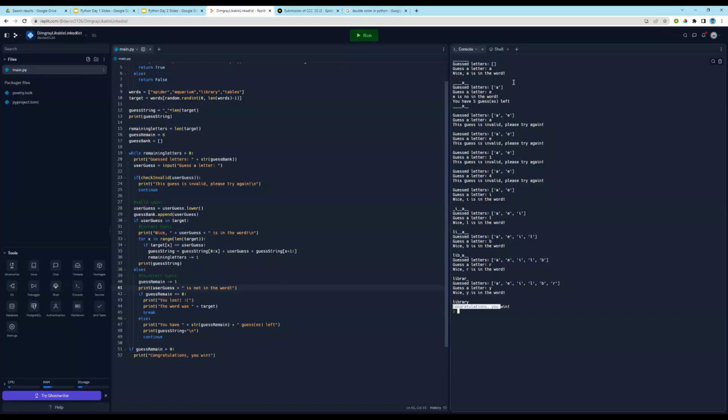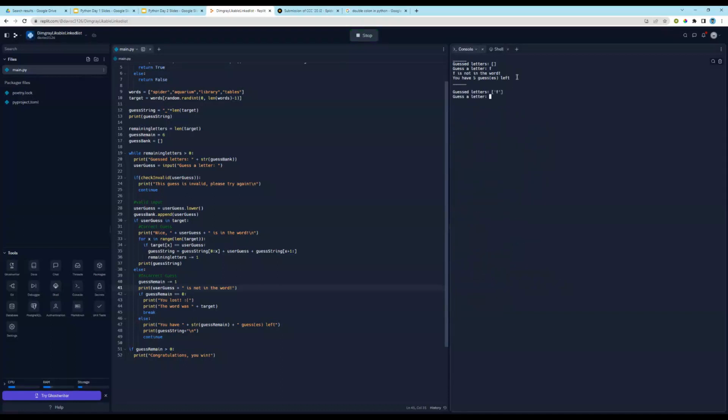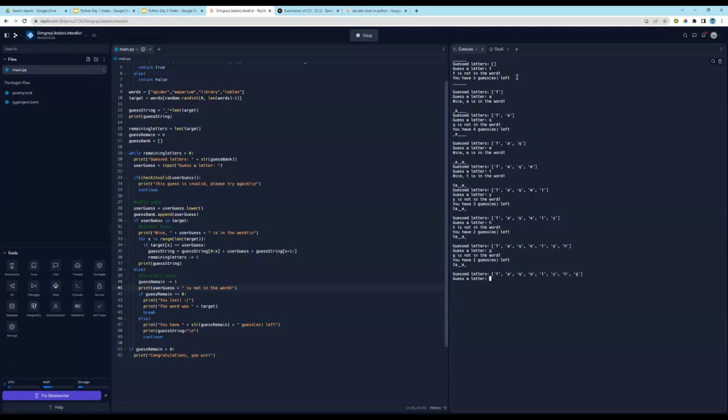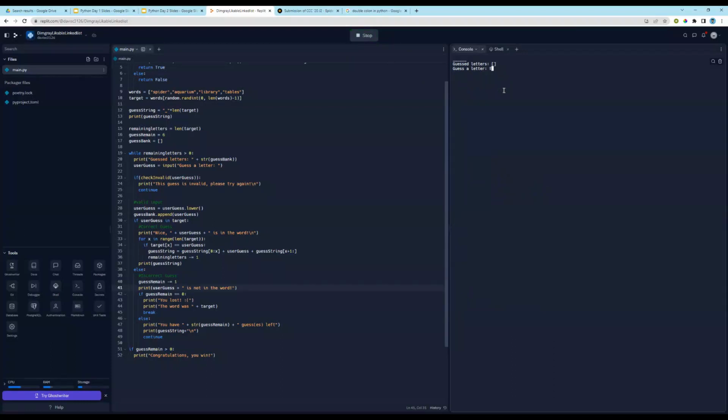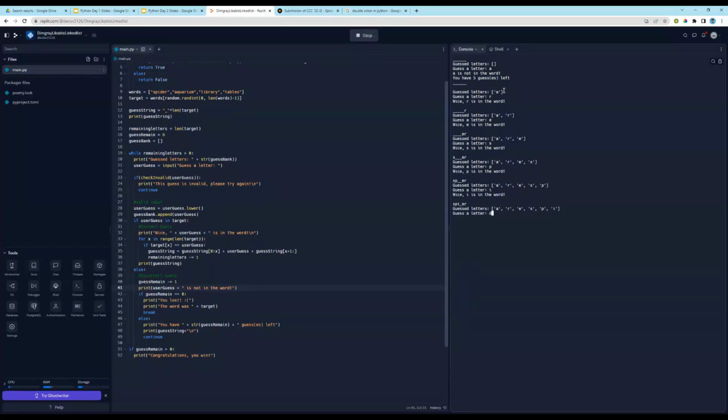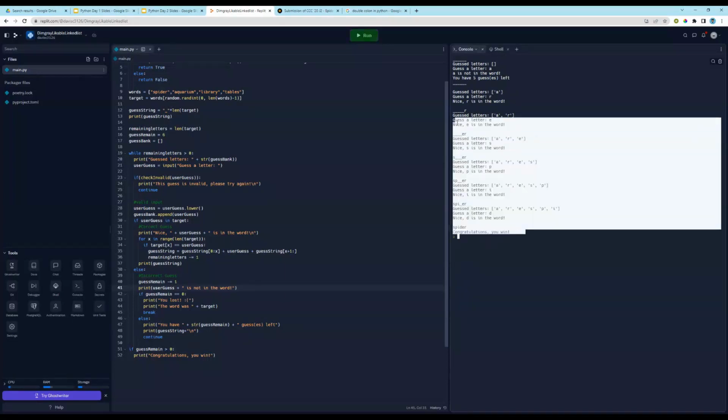But how about if we fail? Let's make sure that we can actually fail. So I just put in a bunch of random letters. This is our last guess, and we see that we have lost our tries. The word was actually tables. We just run it one more time. Let's say we have spider, so we just get spider, and we see that spider is running. So that means our program is running.